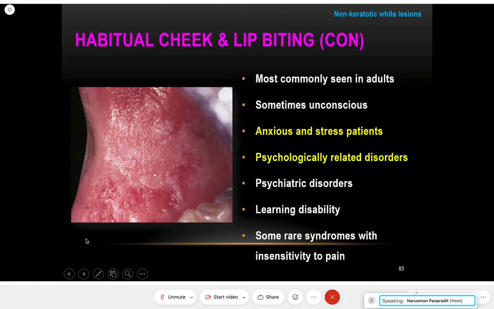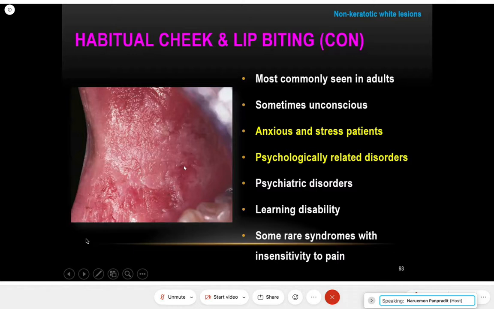We call it erosion because the epithelium is lost in some areas and it's deep enough to show a little bleeding. It's not completely an ulcer, because the epithelium is not totally lost. You can see some epithelium that looks shredded around the area. It may bleed a little, but it can't be wiped off like pseudomembranous candidiasis.